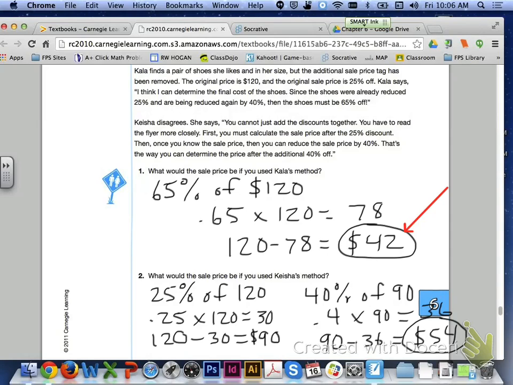In Keisha's example for number 2, she breaks it up into two parts. First, she takes 25% of 120. She turns 25% into decimal form. 0.25 times 120, you get 30. If you subtract 30 from the original price of 120, you get $90. Then she is taking 40% of that 90. So 0.4 times 90 gives you 36. 90 minus 36 would give you $54 for your answer for Keisha's method.